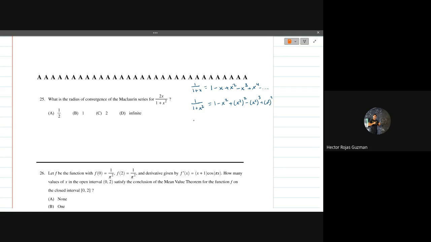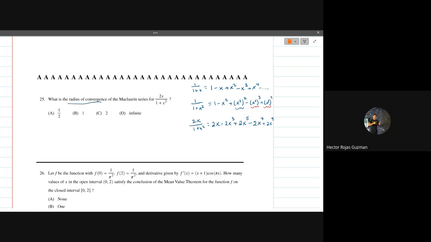And then we're going to multiply everything by 2x. So that's going to be 2x minus 2x cubed, because we're multiplying by 2x, right? So this right here is x to the power of 4. But if I multiply by 2x, it's 2x to the power of 5. This right here is x to the power of 6, but now it's going to become 2x to the power of 7. And then this one is x to the power of 8, but it becomes 2x to the power of 9, and so on.